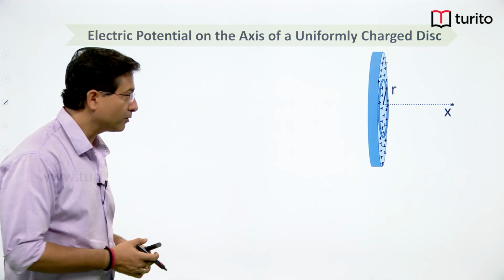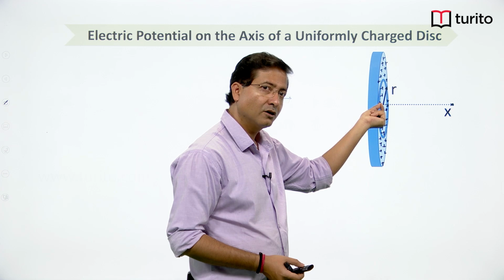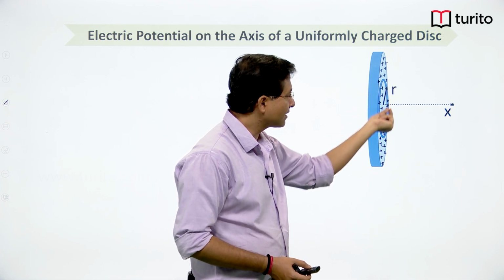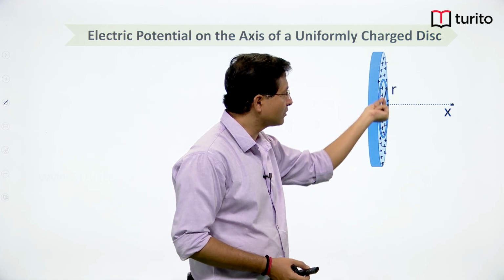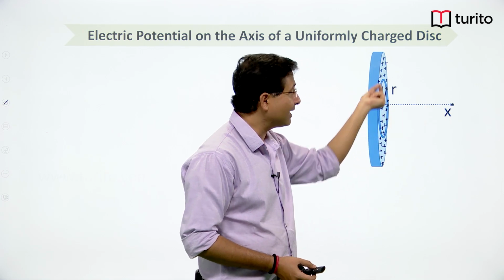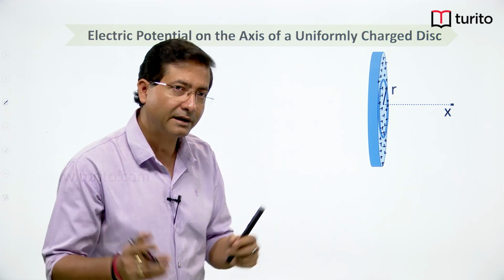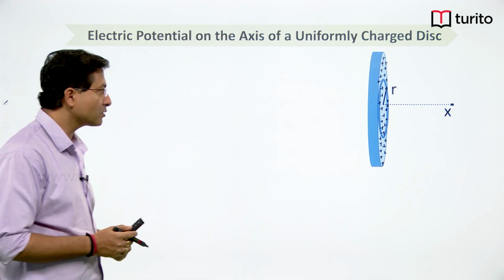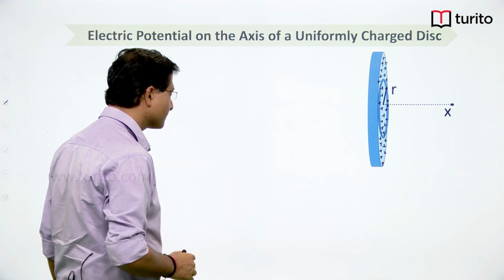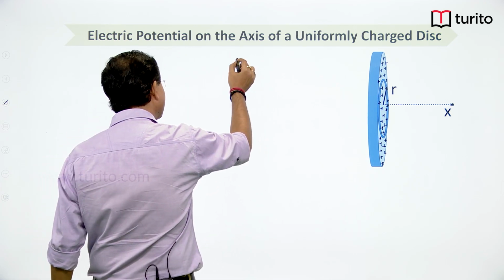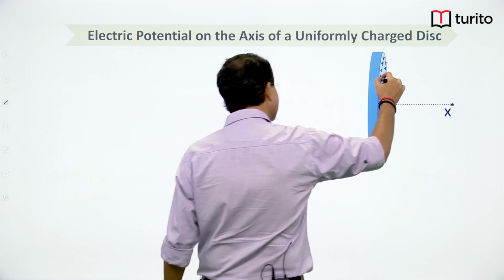So, we know field produced by ring. So, what I will do, I will take a ring on the surface of the disk. So, I will take element as a ring, I will first find out the contribution due to this ring at that particular point and then I will add all the contributions by rings of different radius, right. So, because of the ring, potential at this point, so we know dV is equal to, because the ring will have charge, say something dq.